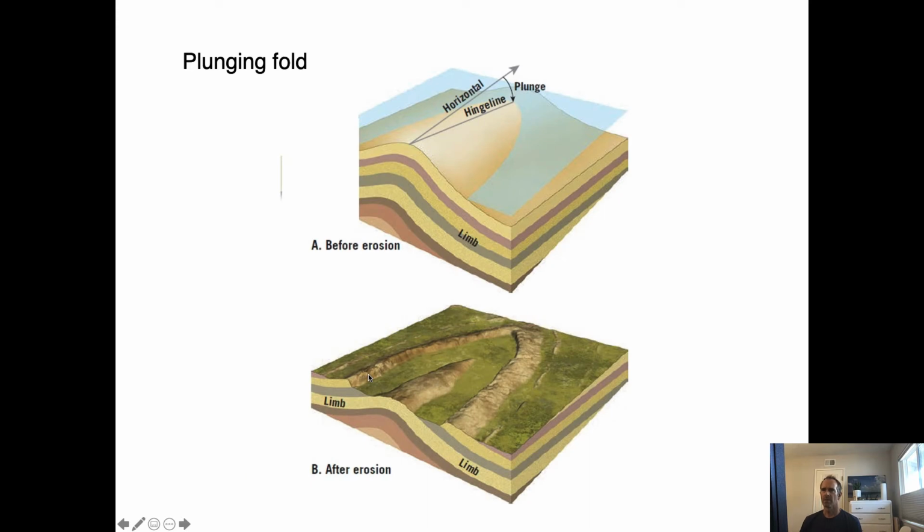So here's an example of a plunging fold. This is where the hinge is going down in one direction. This is what it would look like before erosion, and after erosion, if you have a difference in erodibility of the layers, you might have a more resistant layer making this horseshoe shape where it's sticking up and the weaker layers have been eroded out. So that's what we mean by a plunging fold. It's tilting in one direction. And we'll see in a second that this is characteristic of active folds that are propagating in one direction or another. They have this plunge appearance to them.